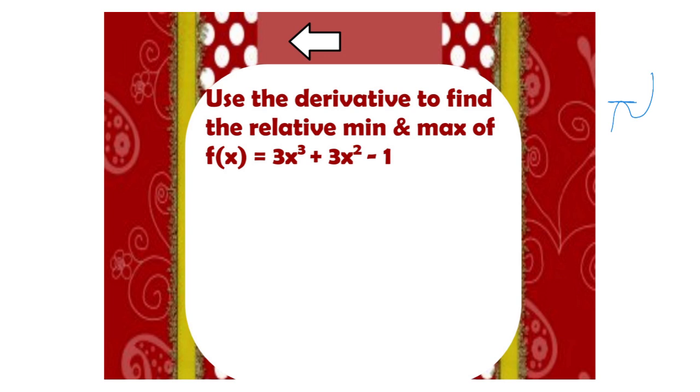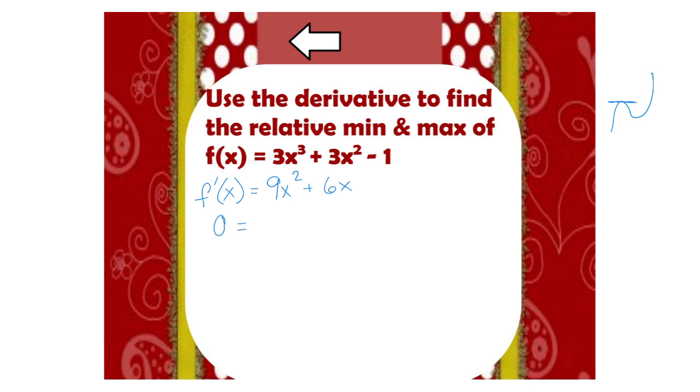you can't find the min and max like using your graphing calculator. That's not what we're talking about. You have to show that you know that you're going to find your derivative first, again, using the power rule the rest of the time. And now I'm going to set that equal to 0.